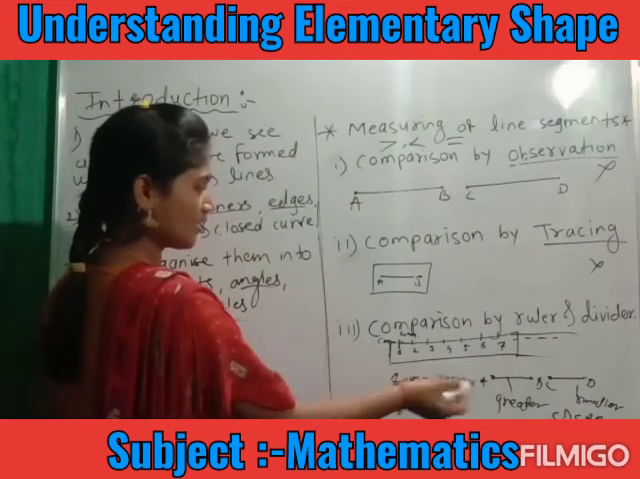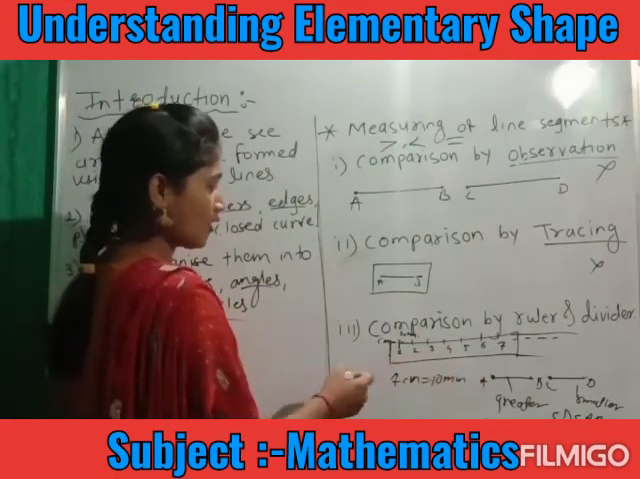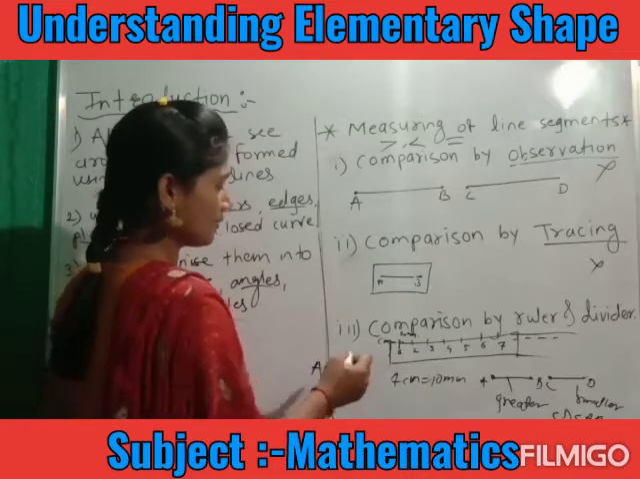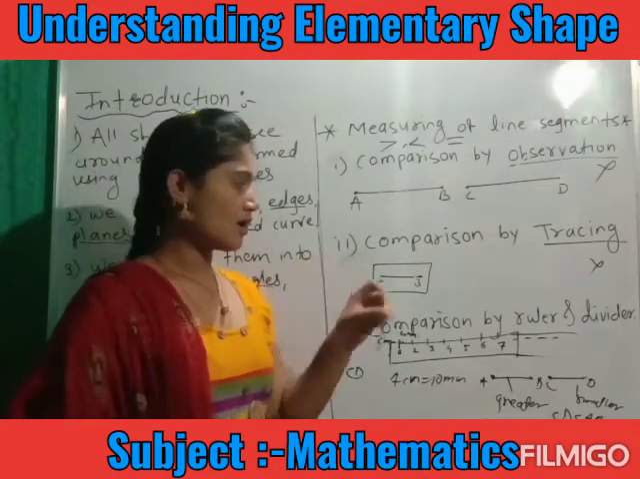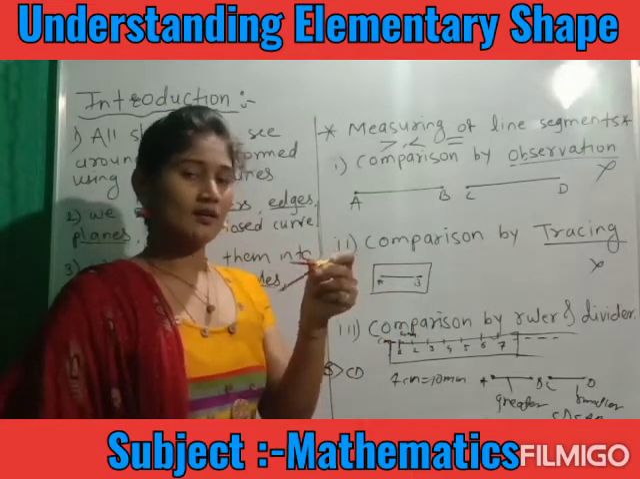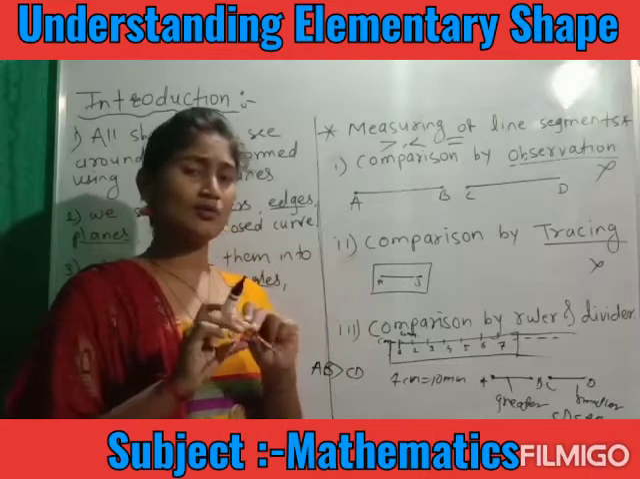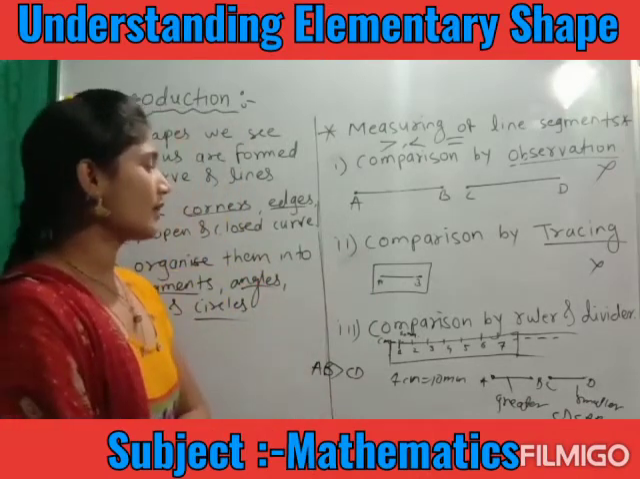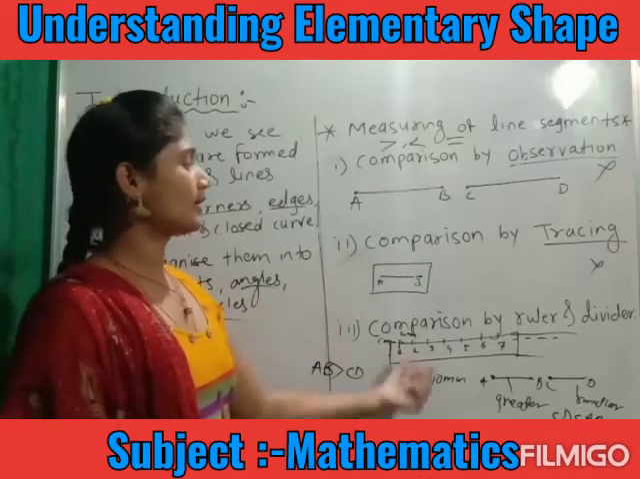Suppose here I am taking, I don't know if you are visible or not. So see here, AB is greater than CD, because when I put this divider on both the two line segments, the first one is getting greater than the second one. That's why directly through the divider also I can compare. So guys, in that way we have found out how to compare line segments.